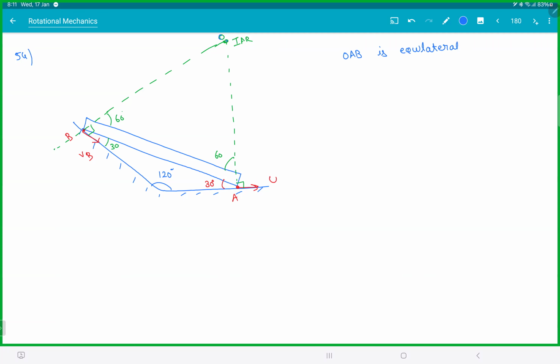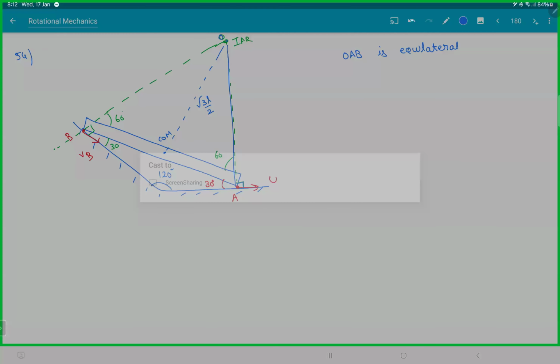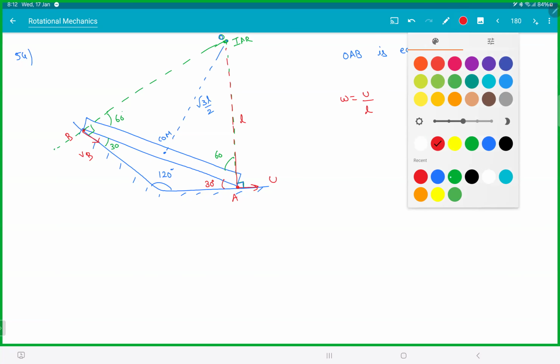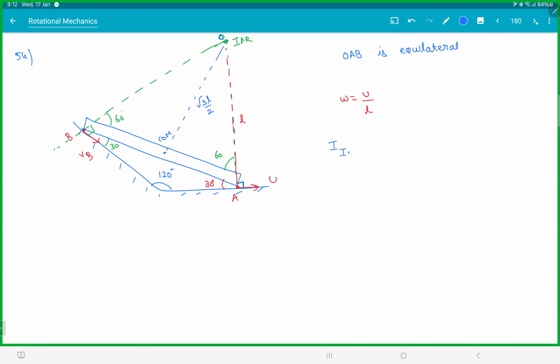Let's call this point O. This is your center of mass. So this distance will be √3 L by 2. How much will omega be? Omega is directly this distance only. This is L. So omega is directly U by L. Moment of inertia about IAR, parallel axis theorem, ml square by 12 plus m times (√3 L by 2) whole square.